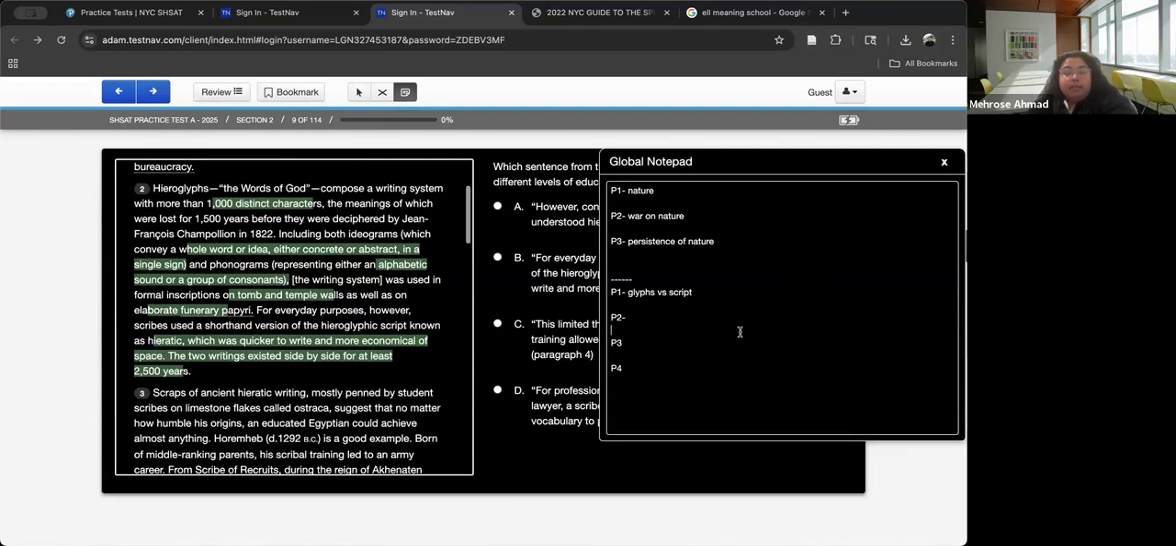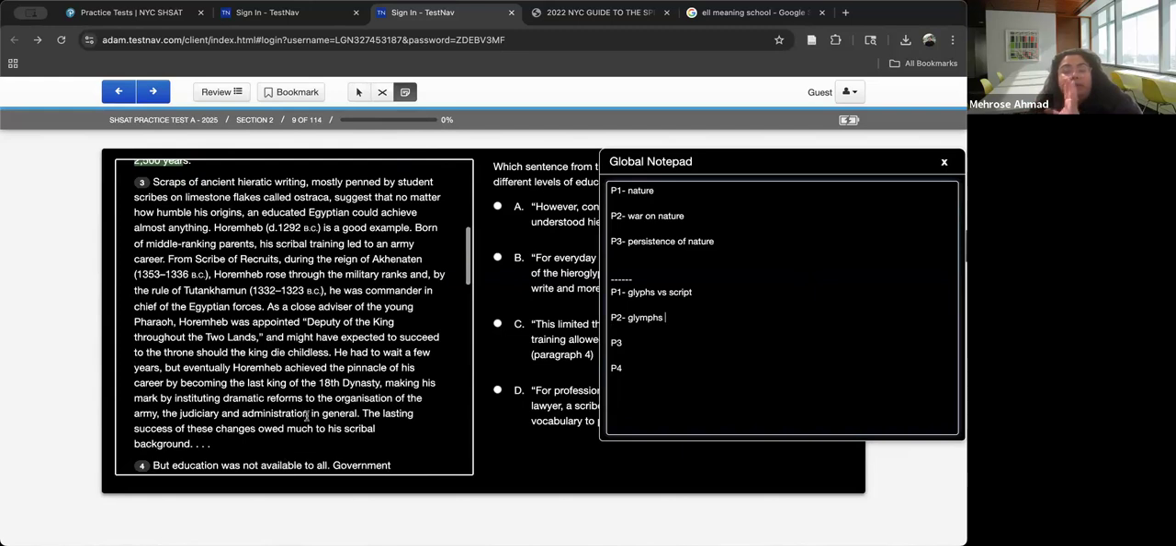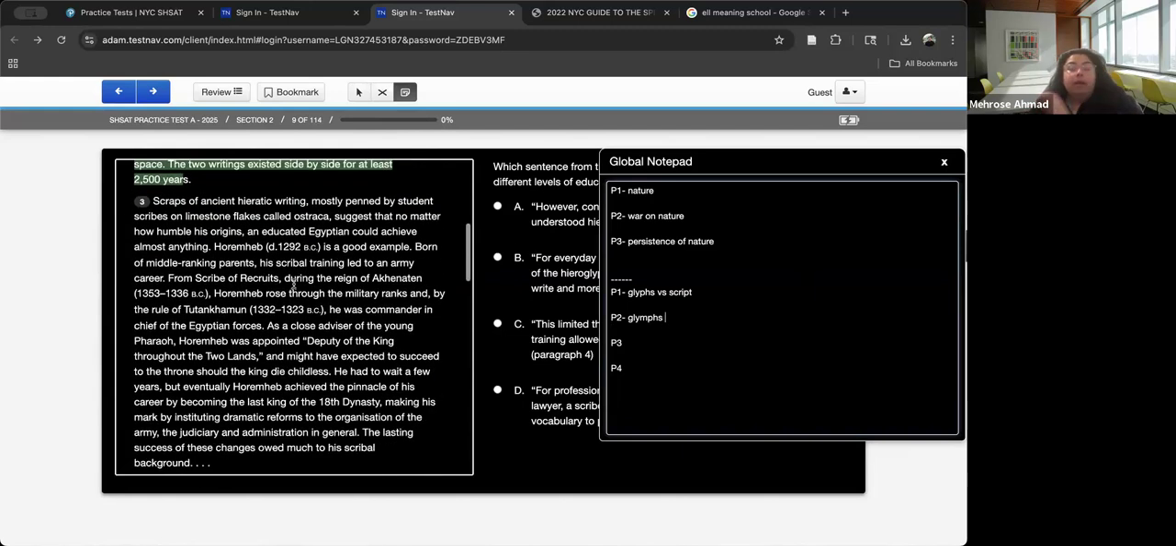Okay, so what do I see? Here I see that they really have primarily focused on describing the glyphs. That's just going to be my quick one-word annotation. If I want to know details about the glyphs, I'll go to the second paragraph.